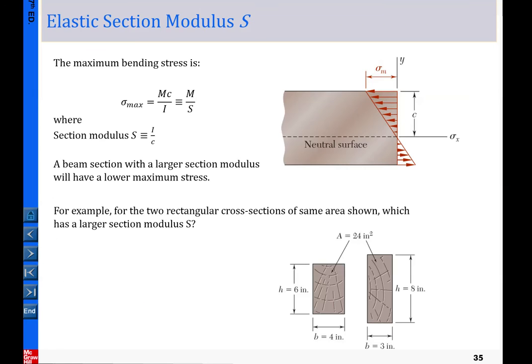And okay, in this slide, I want to introduce the elastic section modulus, and sometimes people simply call this the section modulus. That one simply is a geometric quantity related to the cross section. Basically, the definition is this: the maximum bending stress can be calculated by M divided by S. S is our section modulus.